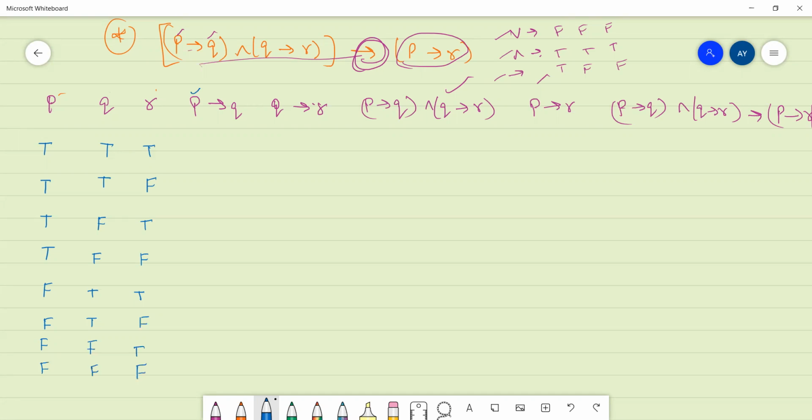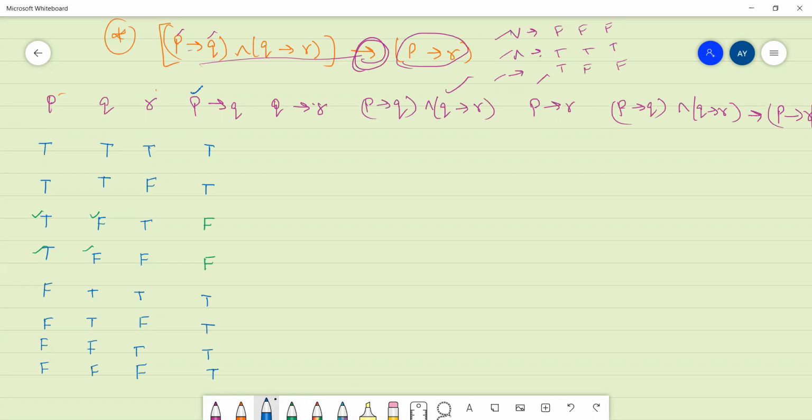Now coming to the conditional. What is the conditional? If P is true and Q is false, then only it is false; otherwise, it is true. We'll just mark this. If this is true and this is false, then only it is false. That's it, right? The rest of the elements are truths. So this is true, this is true, true, true, true, and true.